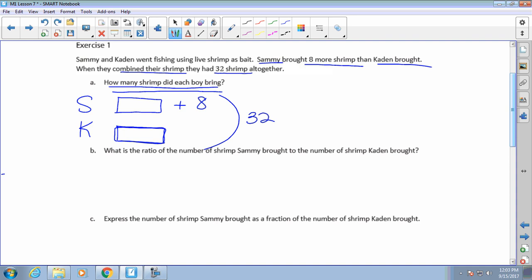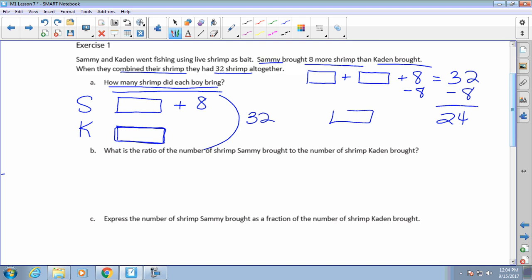So written as a more horizontal oriented example, you would have, let's say, Sammy's shrimp, Caden's shrimp, plus that extra 8 that Sammy brought, and we know that adds up to a total of 32. So then what you want to do is figure out the value of each of those boxes, and we've got to get rid of that plus 8 first. So we're going to subtract the 8 that Sammy brought extra. Subtract and you get 24.